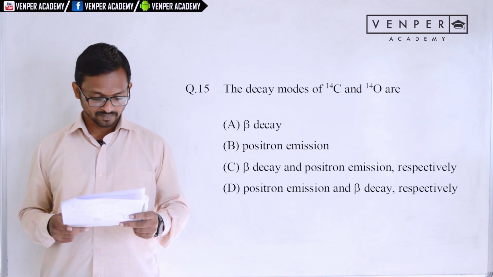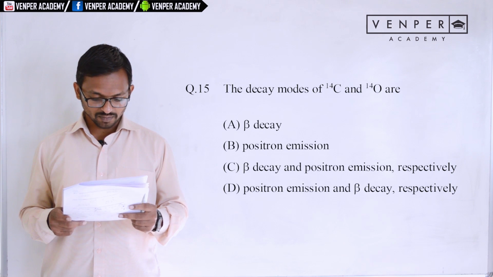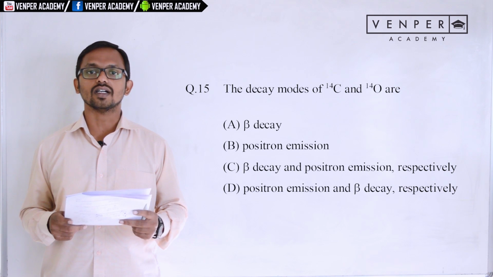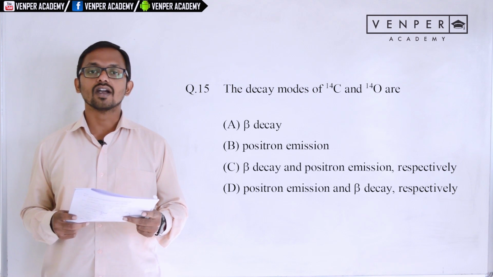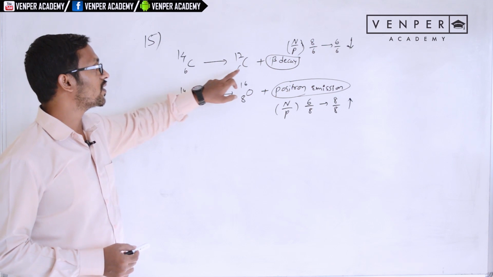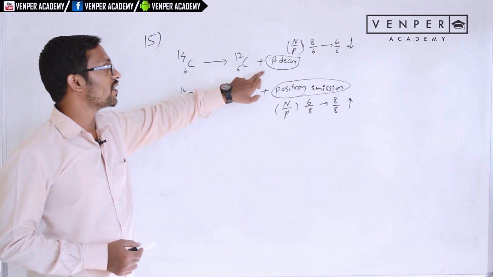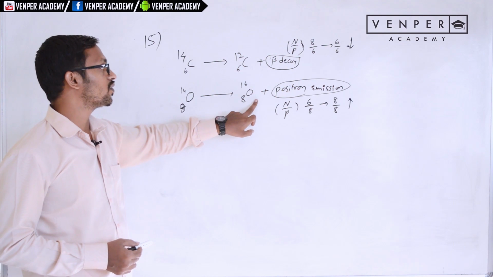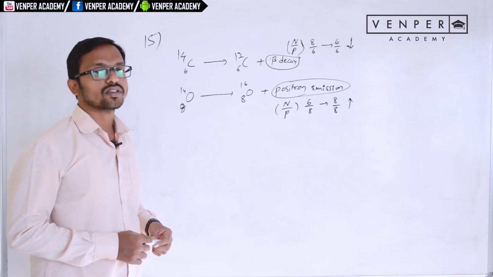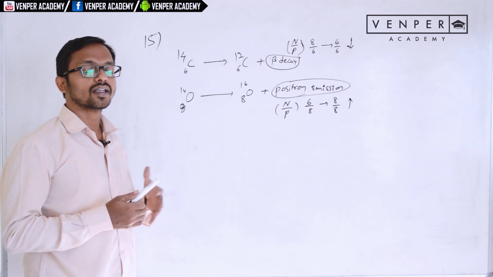Question number 15. The decay modes of carbon 14 and oxygen 14 are? In the given four options, option C is correct. Let's see how. Here C14 is converting into C12. As a result, we are getting beta decay. And here O14 is converting into O6. And here we are getting positron emission. And why are we getting these two things?